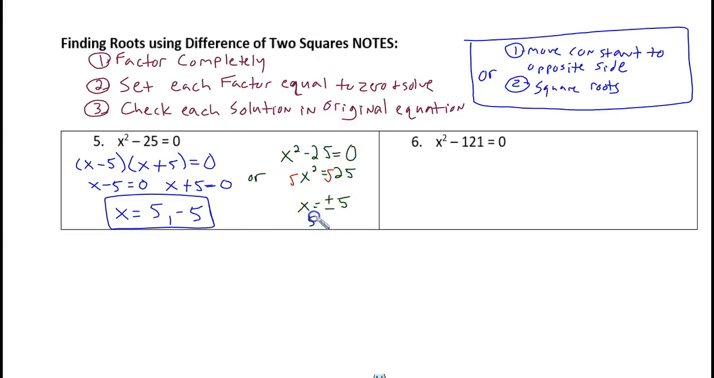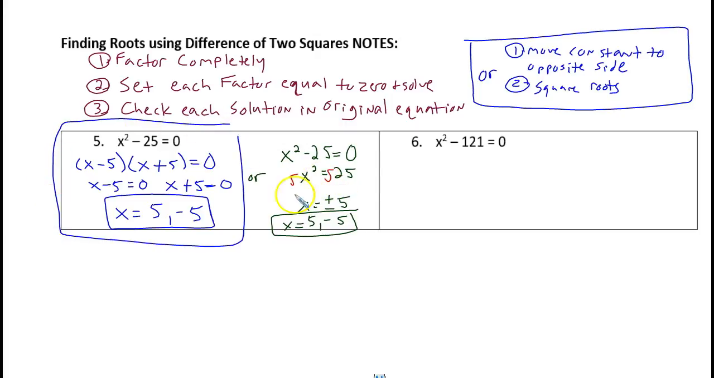And then remember, I asked you to list them out because there are 2 solutions to list out. Either way is fine. In this video, I'm going to stick with the new method. But just remember that the old method works just as well, and you are welcome to use it, unless I specifically say use the difference of 2 squares.